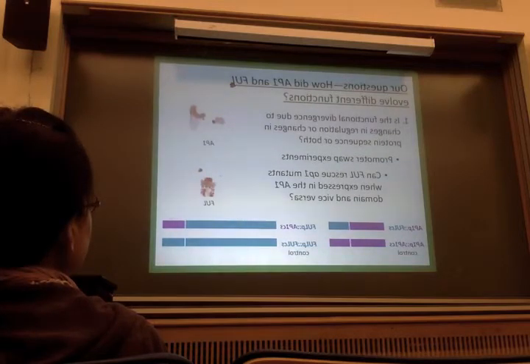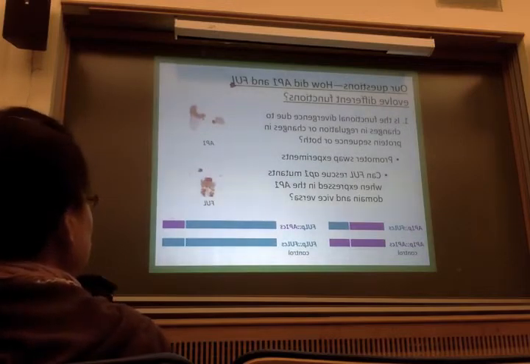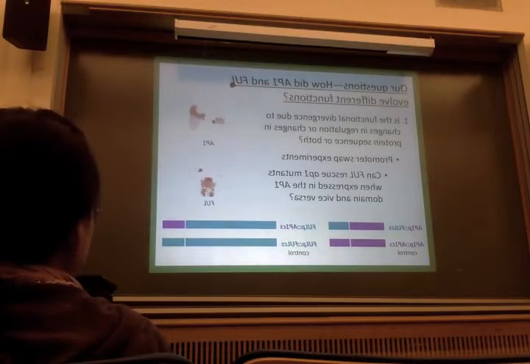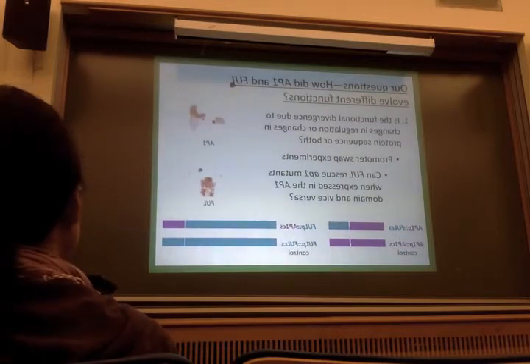And to answer this question, we can do promoter swap experiments. So genes have two parts. They have a promoter, which is the regulatory part, so where the genes are turned on or turned off. And then the second part is the coding sequence, which actually encodes for the protein that's formed. So if we take the promoter of AP1 here and put it with a coding sequence of full, we can actually express full in the AP1 domain.